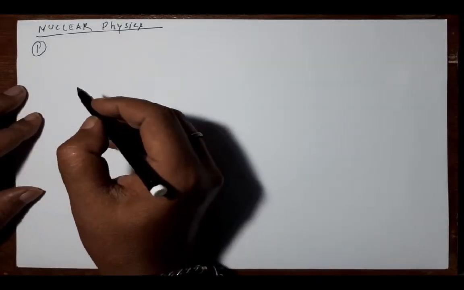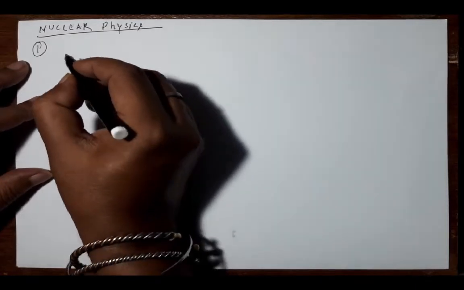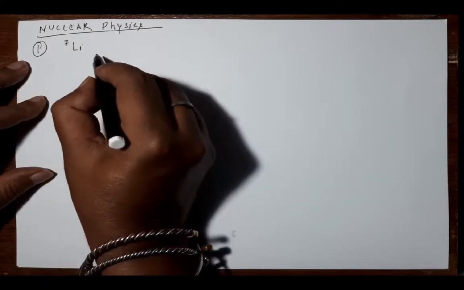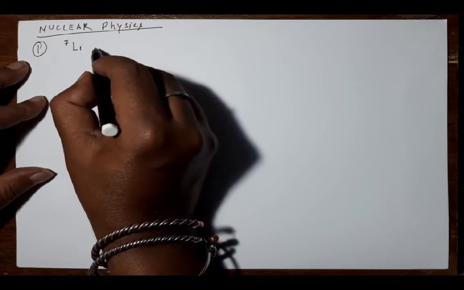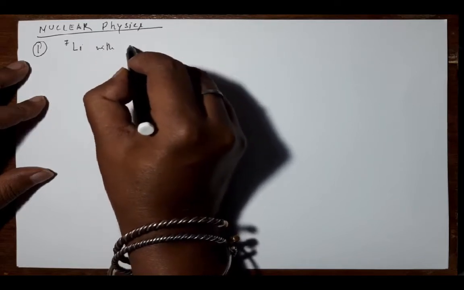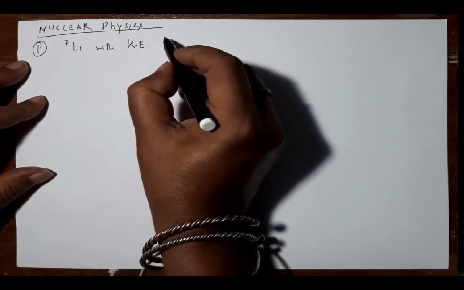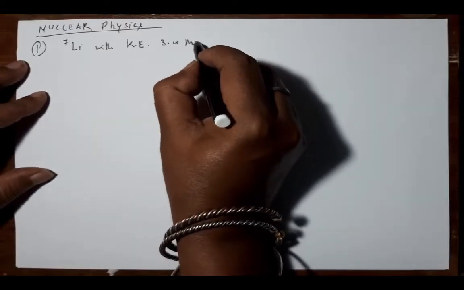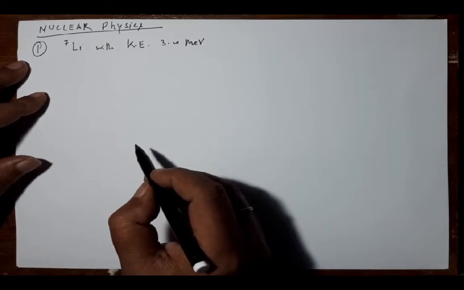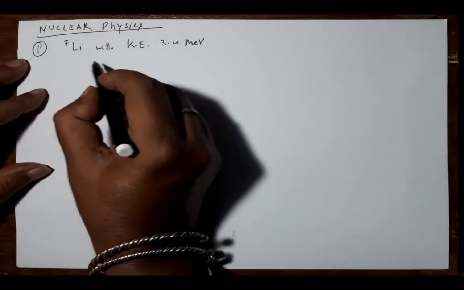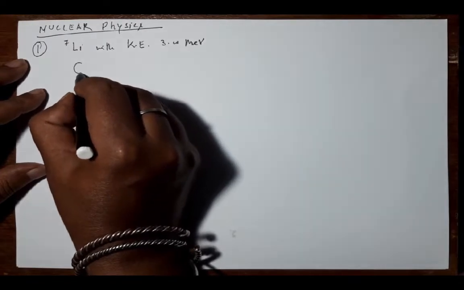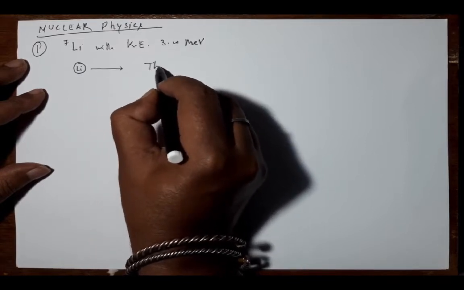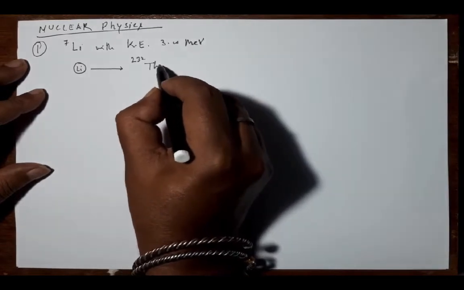First question is like this. You have a lithium nucleus with kinetic energy 3.00 MeV, and suppose it is sent towards a thorium nucleus.